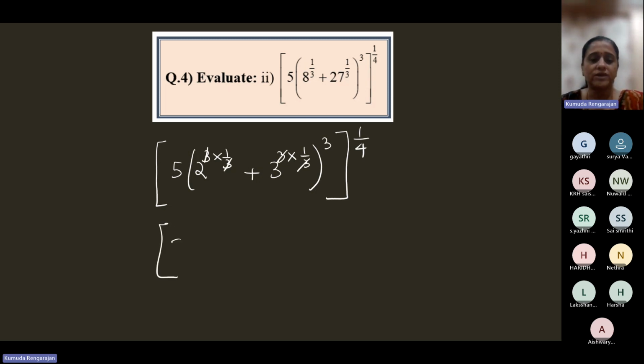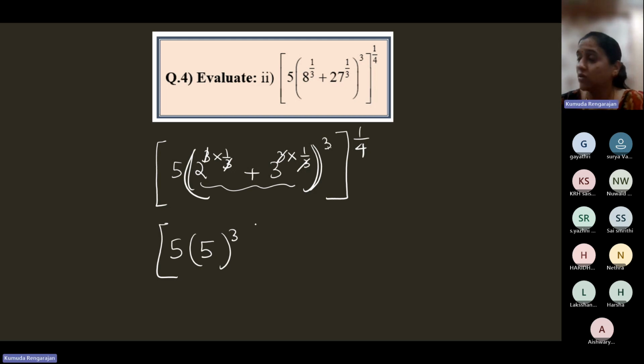So we have 5, and in the bracket we have 2 to the power 1, which is 2, 3 to the power 1, which is 3. So 2 plus 3, 5. And 5 to the power 3. See this bracket, power 3, right? The whole power 1 by 4.